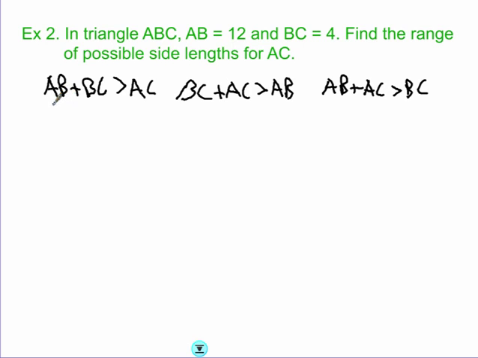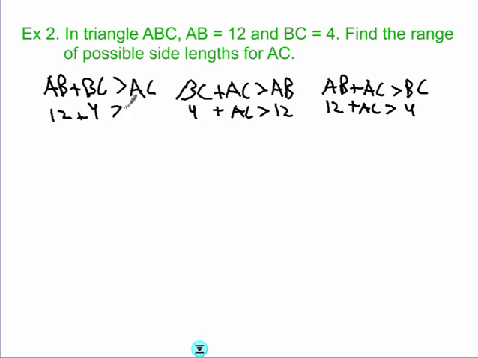I know AB is 12. So whenever I see AB, I can put in 12. And I know BC is 4. So anywhere I see BC, I'm going to put in 4. And I don't know what AC is. AC could be a lot of things. In fact, there are infinitely many different numbers that AC could be.